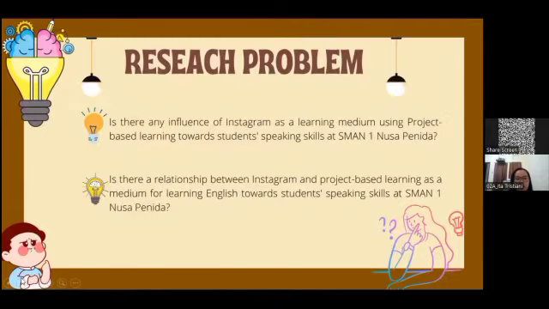And next slide, please. Okay, next we talk about the research problem. Based on this background, I formulate several problems that will be answered in this study. The first is: is there any influence of Instagram as a learning media using project-based learning towards student speaking skill at SMA Negeri 1 Nusa Penida? And the second is: is there any relationship between Instagram and project-based learning as a media for learning English towards student speaking skill at SMA Negeri 1 Nusa Penida?